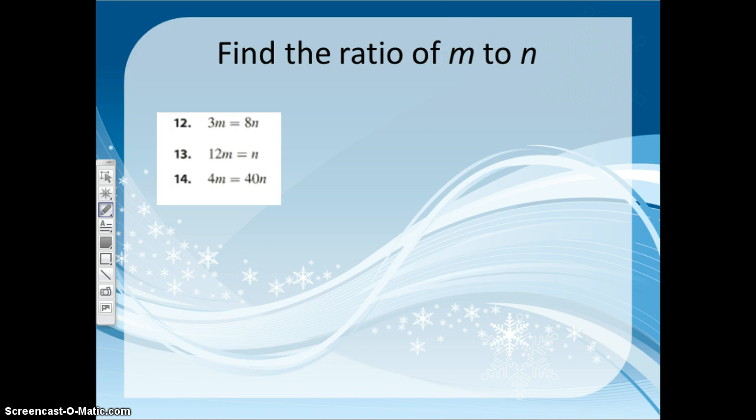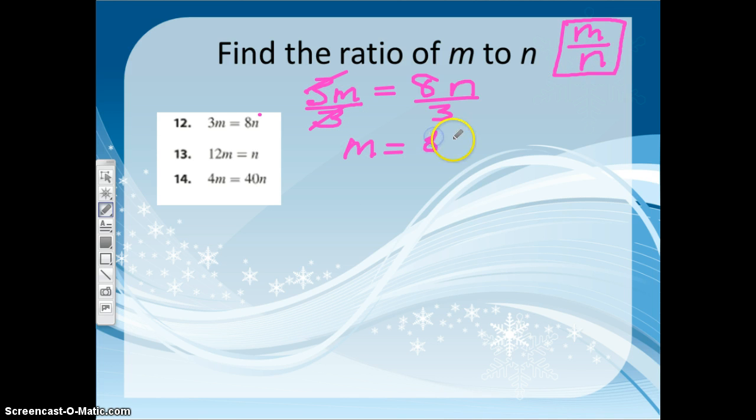Let's try another one. Find the ratio of m to n. 3m is equal to 8n. The ratio of m to n, what are we looking for? We want m over n. M's in the right place, 3 is not. Let's get rid of the 3. We now have m is equal to 8n over 3. Is n in the right place? It's not. Let's divide by n, and we get a ratio of m to n is equal to 8 over 3.